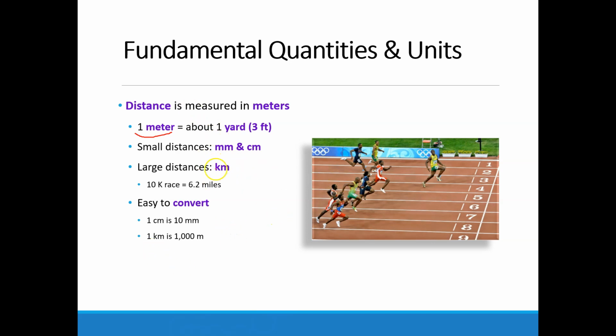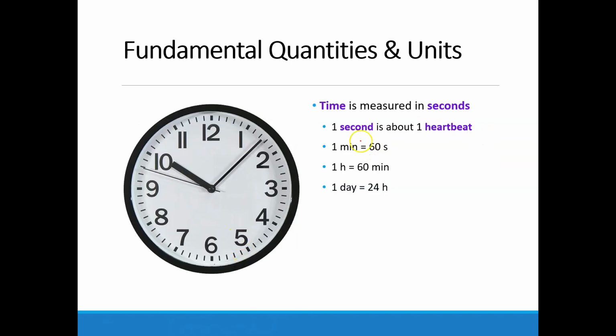And remember that these quantities are a little bit easier to convert than the ones that we use in America, because they convert with tens by multiplying by 10. Time is still measured in seconds in science, so this is still a fundamental quantity measured in seconds, and 1 second is about the length that it takes for 1 heartbeat to occur.